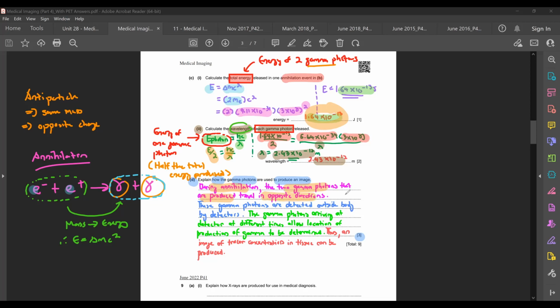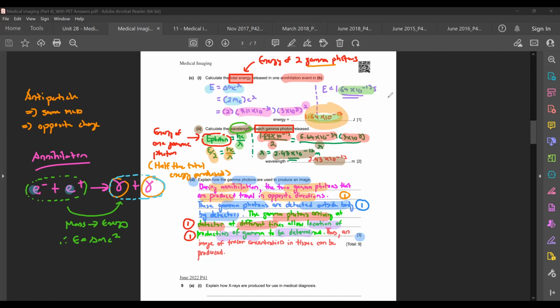This one was worth 1 point. These gamma photons are detected outside the body by your detectors. This is worth another point. And then after that, the gamma photons arriving at the detector at different times allow the location of production of gamma to be determined. This statement alone is already worth 2 points. The gamma photons arriving at your detector at different times is 1 point. The allowed location of production of gamma to be determined is another point.